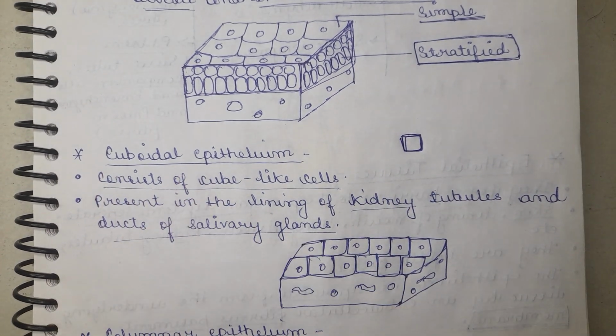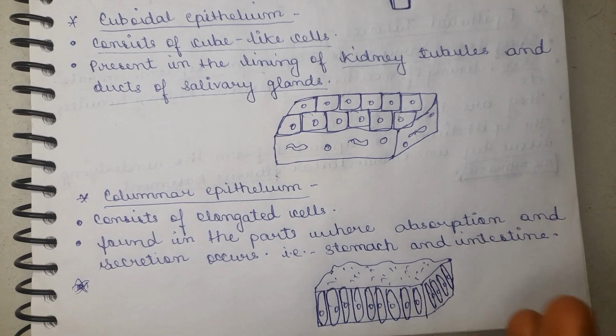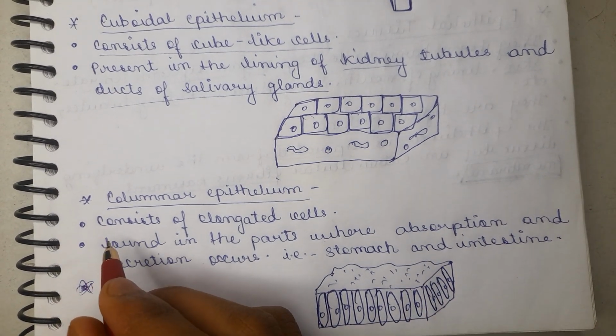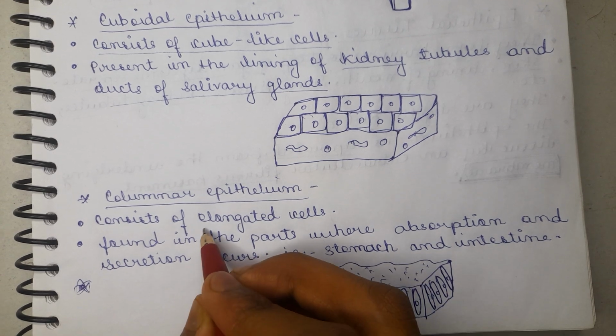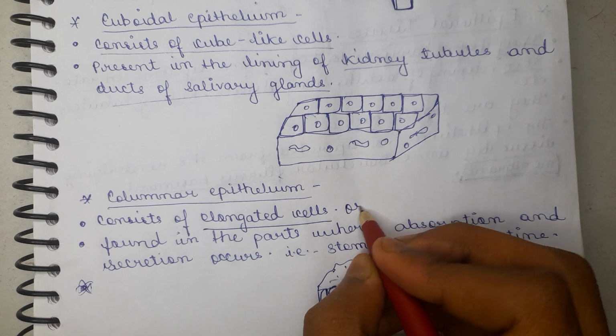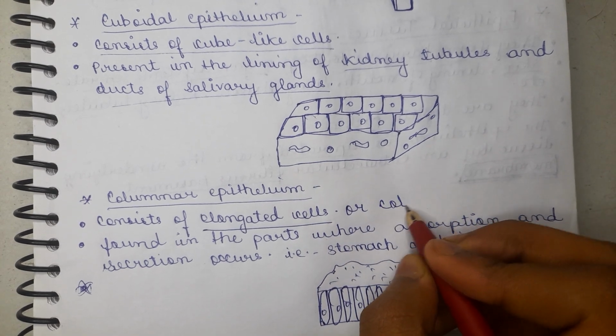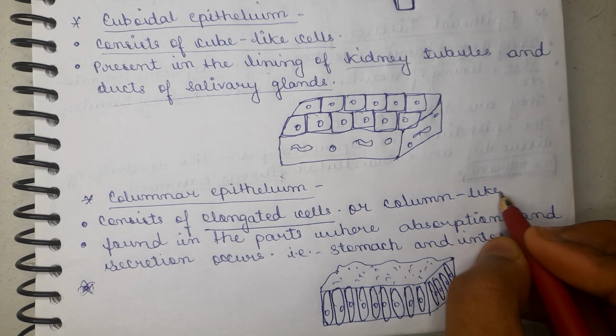Now the third one, that is the columnar epithelium. This columnar epithelium mainly consists of columnar, or we can also say elongated cells, or another name is column-like cells.